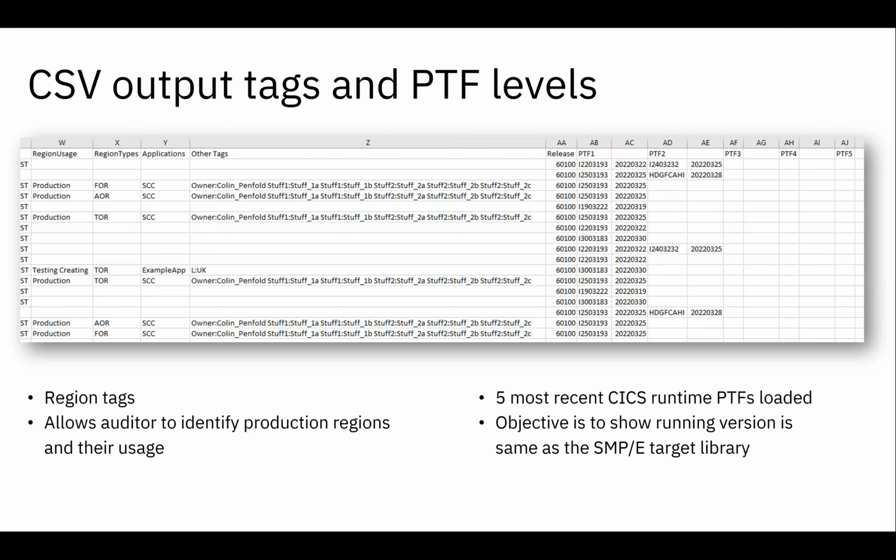It tells you region types, which may be useful, and you can put any other stuff in the tags as well. It also tells you the most recent 5 PTFs. Another thing that an auditor will be looking for is whether your system is up to date with security. Well, you can show them your SMF data, your SMP data, but that doesn't necessarily mean that your CICS regions that are running are using that library. This tells you what you're actually running in that library. So compare that with the SMP data and say, yes, this is actually running an up-to-date region.